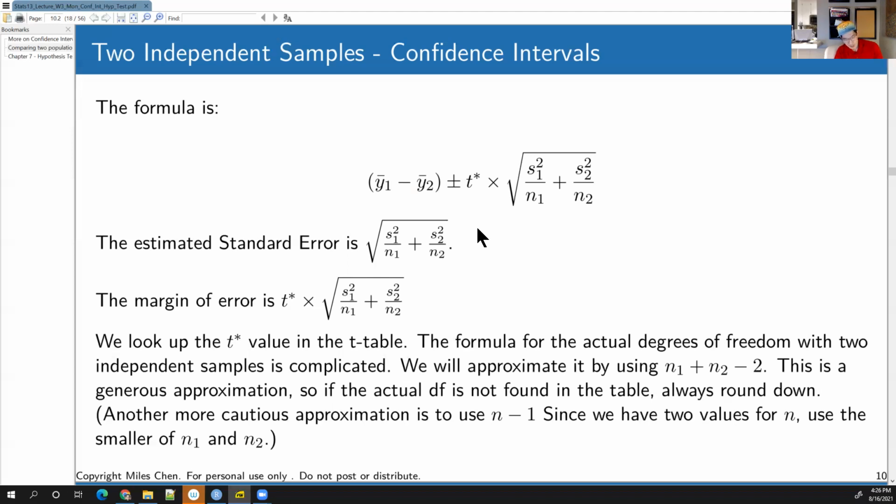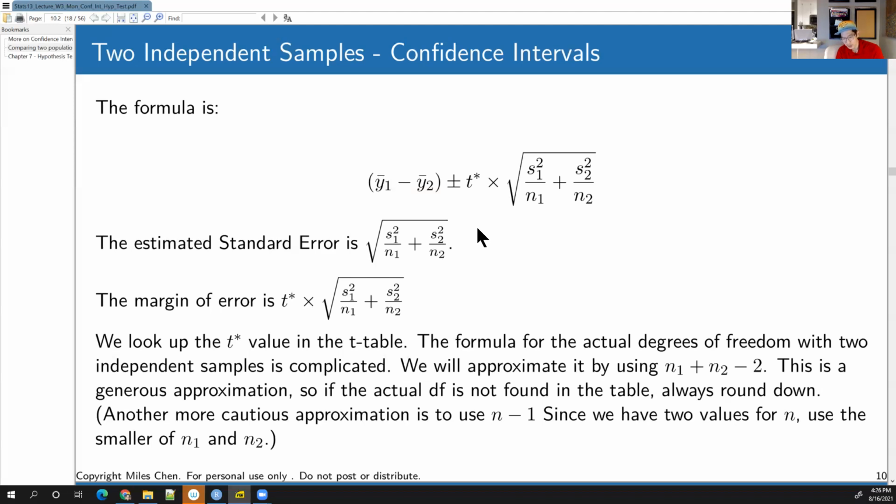Right? It's an okay approximation, but it's always generous. Okay, the actual degrees of freedom is always going to be smaller than N1 plus N2 minus 2. Okay, less than or equal to, I should say. All right, so N1 plus N2 minus 2 is always going to be an upper bound for the degrees of freedom. And in reality, the actual degrees of freedom is almost always going to be a little bit less than N1 plus N2 minus 2.